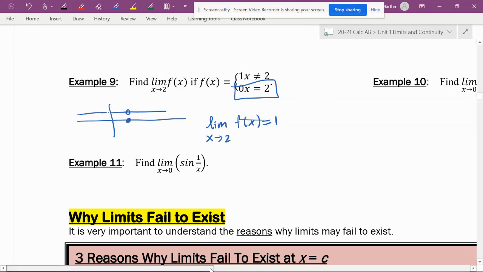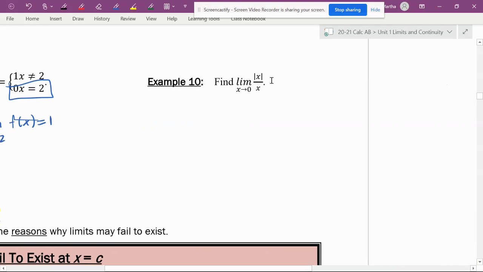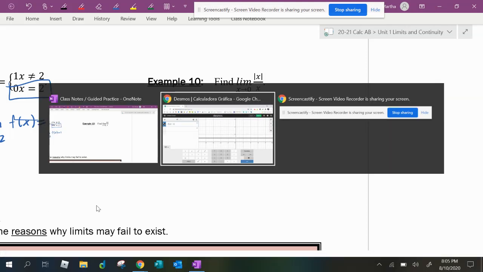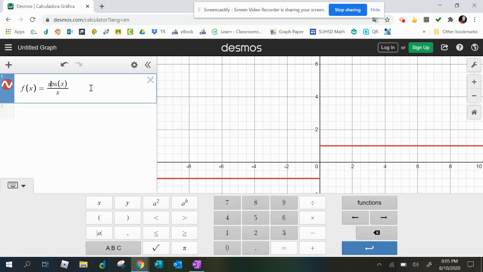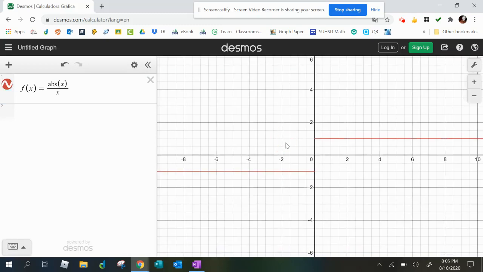And then let's look at example 10. So example 10, the limit as x approaches 0 of the absolute value of x divided by x. Now, it is an absolute value function, but that does not necessarily mean it's going to look like an absolute value function. So let's type it in. So f of x equals the absolute value. We put in ABS. So ABS of x divided by x. And that should give you guys, put a space in between. Yeah. So it gives us the graph right there, those two lines.